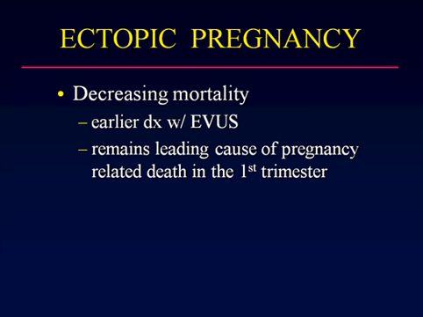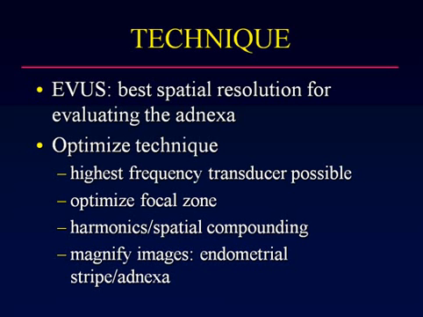Now, while the incidence is increasing, the mortality of patients with ectopic pregnancy has been decreasing, and this is also due to the fact that we are now making the diagnosis earlier with endovaginal ultrasound, and therefore these patients are coming to medical attention before they become hemodynamically unstable. Nonetheless, ectopic pregnancy remains the leading cause of pregnancy-related death in the first trimester.